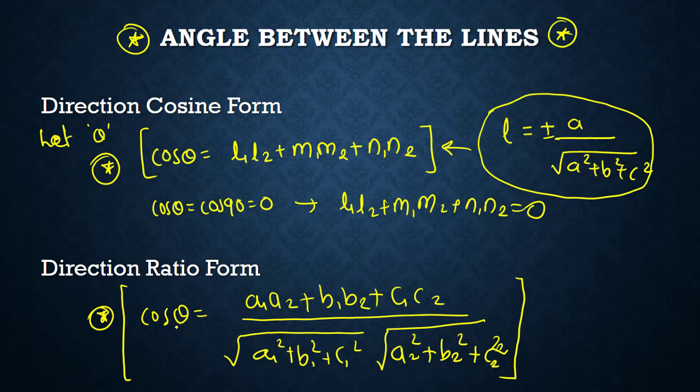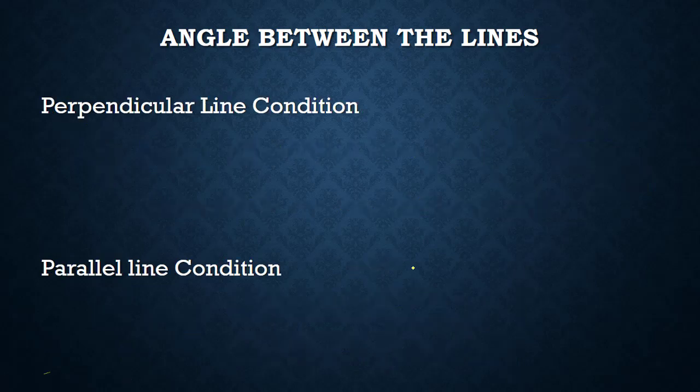Similarly, if you see in the direction ratio form, if it is 0, then your numerator should be equal to 0. Okay, a1 a2 plus b1 b2 plus c1 c2 is already 0. This condition we have already seen in the direction ratio, direction cosine form. So let me revise once again.